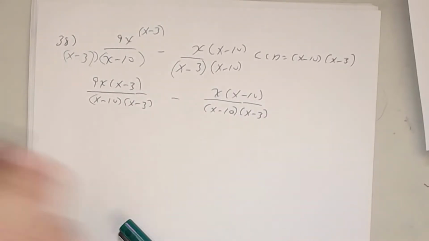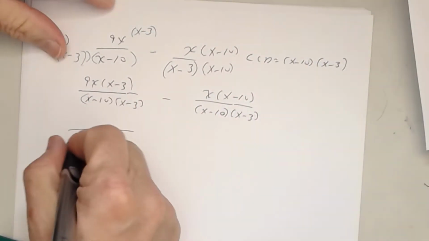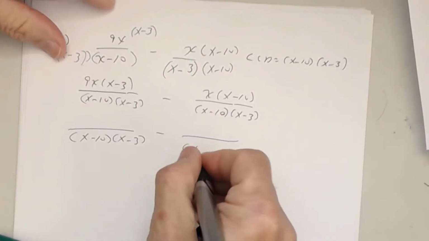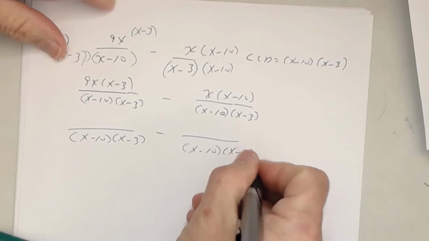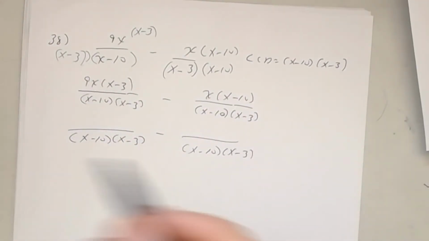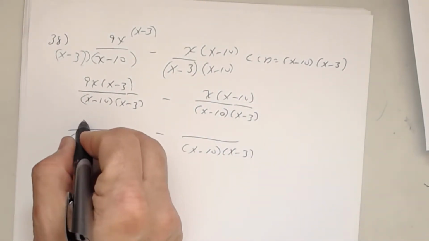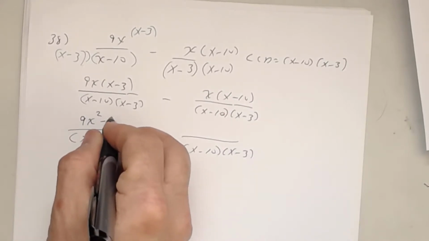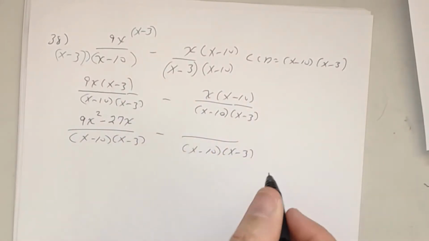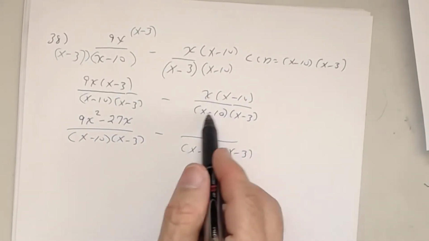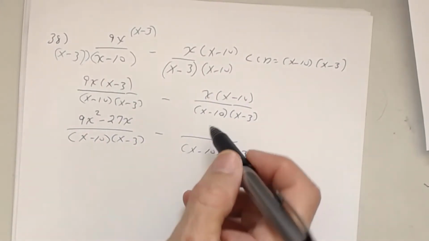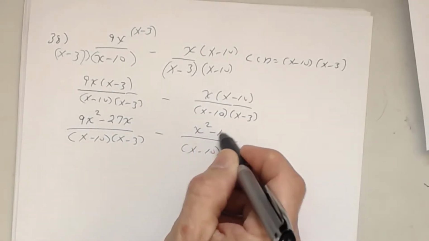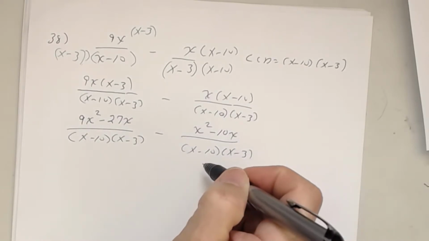So I'm going to go ahead and write the denominator. All right, now in the first numerator, if I distribute, what does that become? 9x squared minus 27x. In the numerator of the second fraction, what does that become? X squared minus 10x.